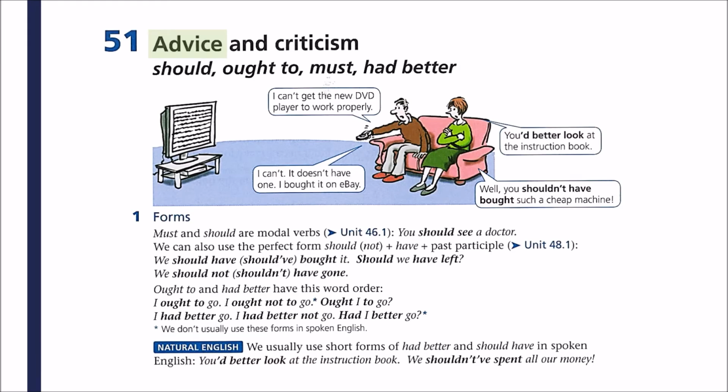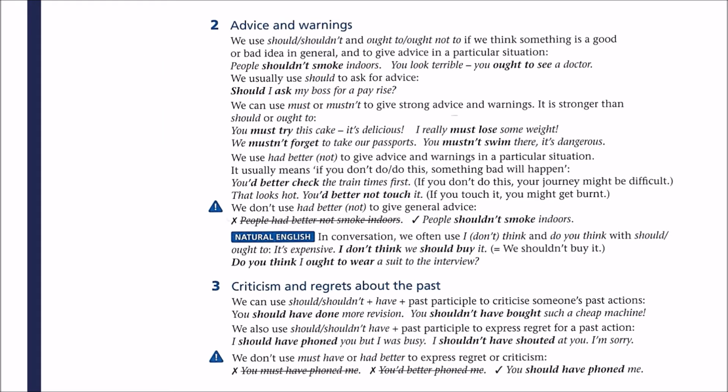Now let's talk about using modal verbs to give advice. If you're giving advice in general, just say you should or you ought to do something. Should can also be used to ask for advice, and when you want to give strong advice that you really want the person to take your advice, like following a rule, you may use must or mustn't. And if you're giving advice for a very particular situation, you may say had better. It usually means if you don't take my advice, something bad will happen.